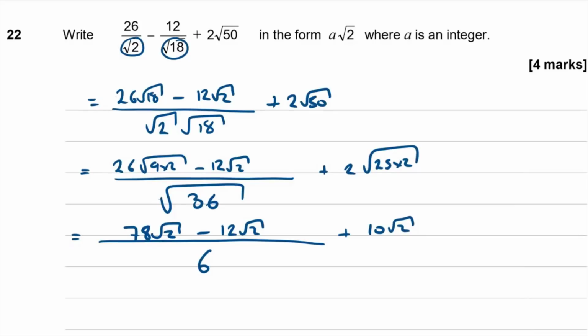Okay, now this is working out nicely. So 78 root 2 minus 12 root 2. Well, if you've got 78 of something, you take away 12 of that same something, it's going to leave you with 78 take away 12, which is 66. So I'm going to get 66 root 2 over 6 plus 10 root 2.